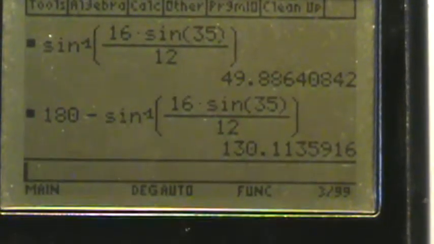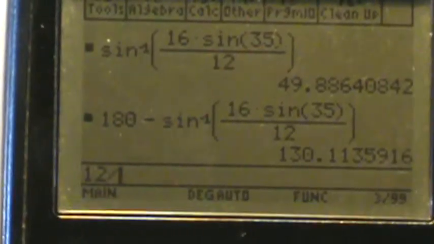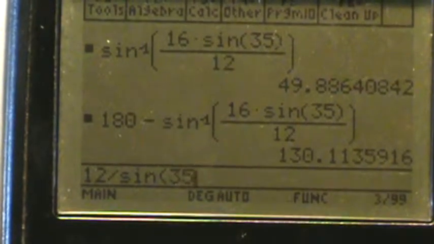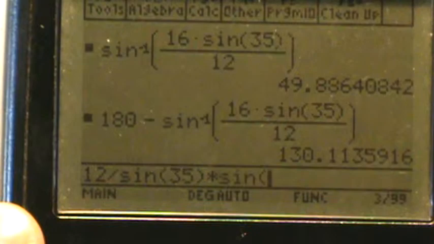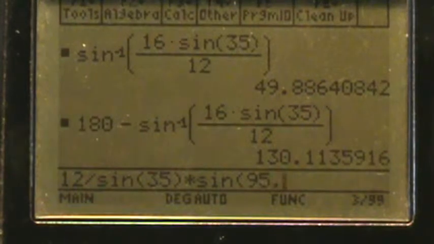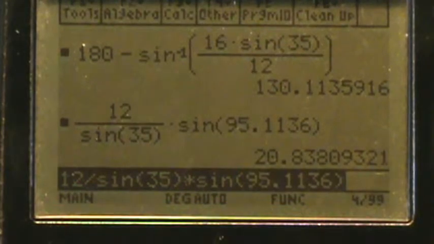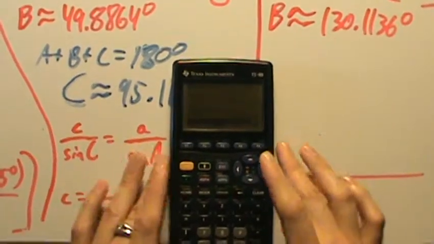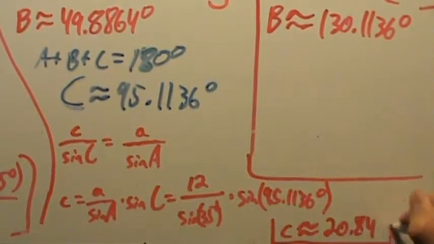So we're going to do 12 divided by the sine of 35 degrees, multiplied by the sine, oops, not the natural log, the sine of 95.1136 degrees. And we see that that's approximately equal to 20.84. So c is about 20.84 here, and we'll put a box around that.